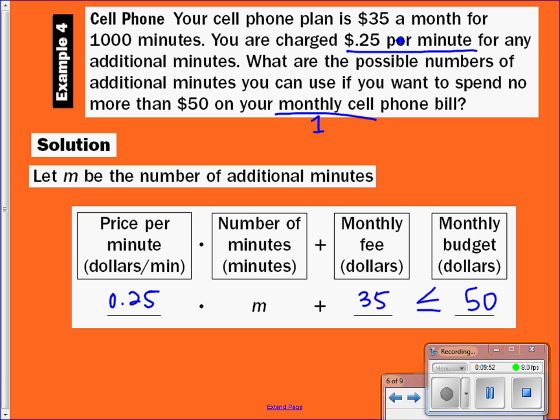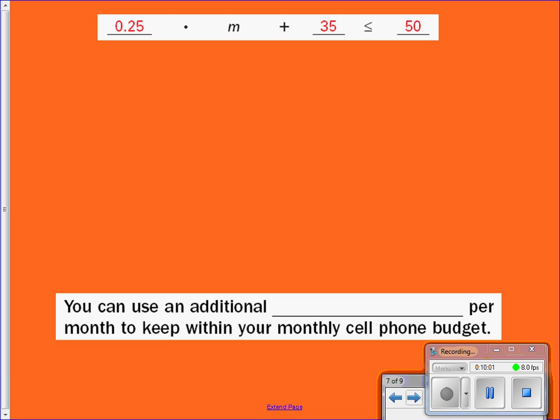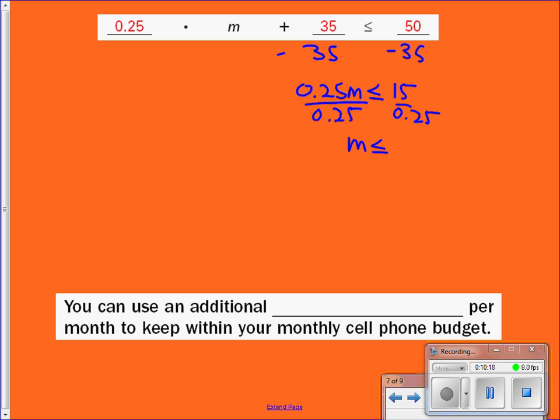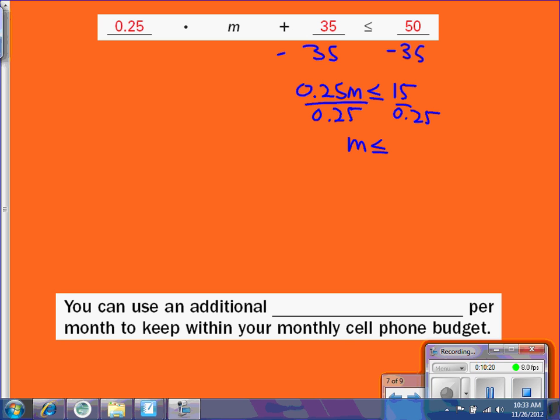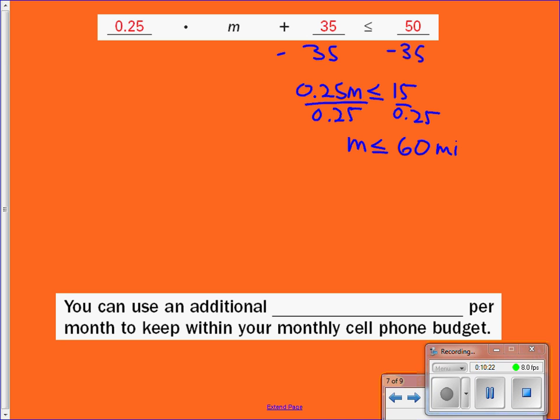And then you would go about solving this multi-step. Remember, solve it, graph it, and then check it with a number from the shading. So subtract 35. 25 cents per minute has to be less than or equal to 15. And divide that by 25 cents. And your number of minutes is 60. So you can go up to 60 minutes. I would graph it.